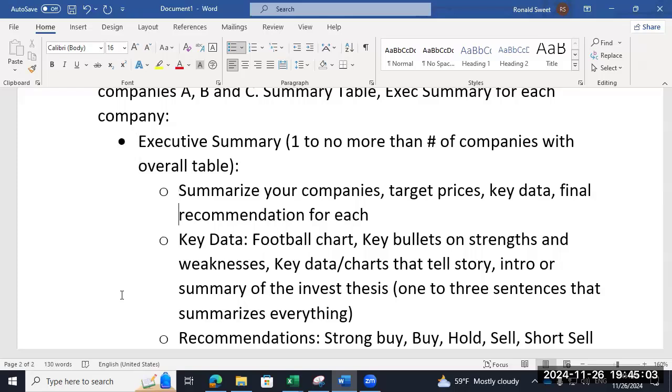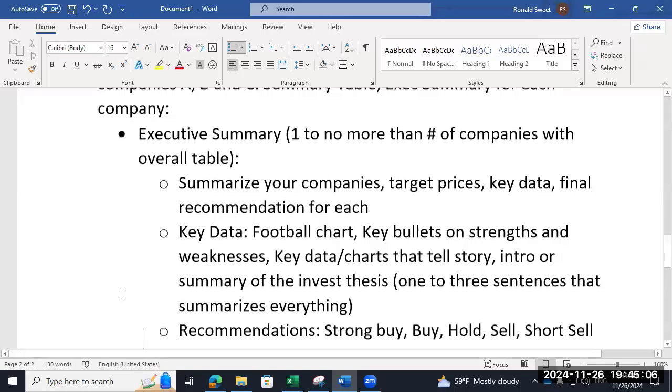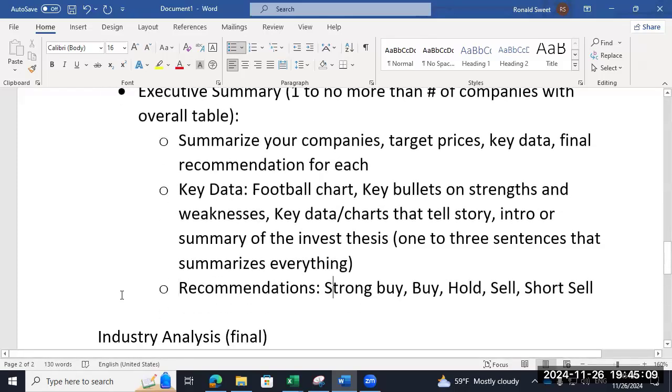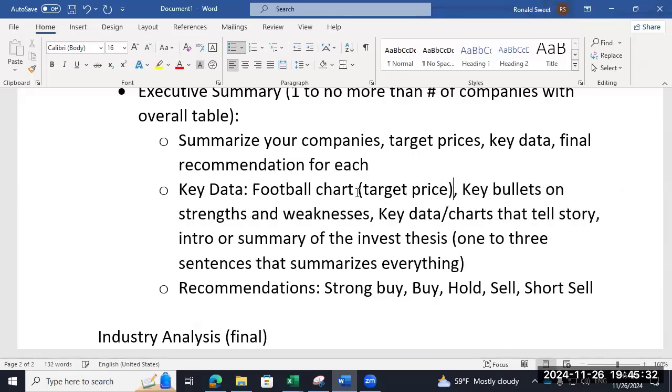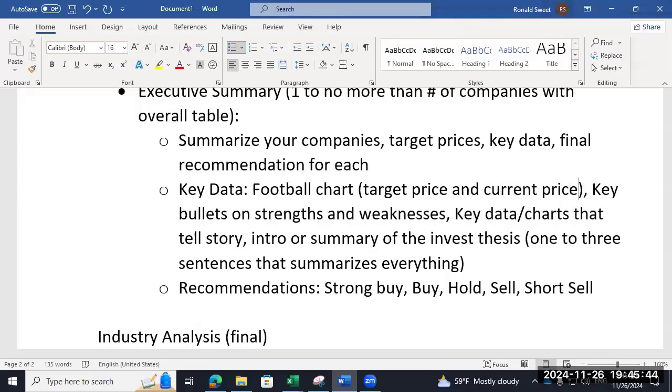So intro page, exec summary for each company. Your final recommendation for each company, which goes somewhat with your target price. I'll show you examples on Tuesday. Usually you have a target price. Your football chart will be there with the target price. Oftentimes the target price is just the median of all your ranges in your football charts, but some target price and the current price, I'll show you all of that when we get an example of sell side.